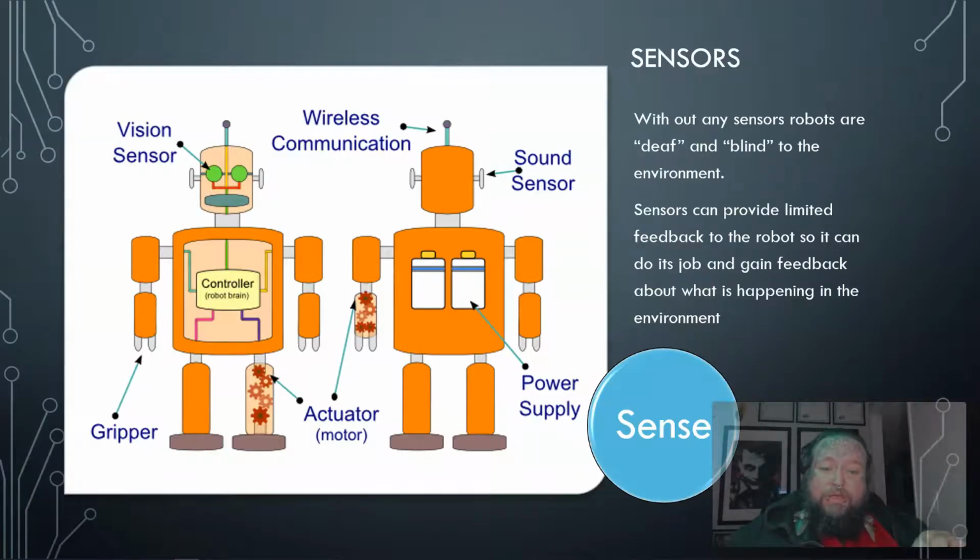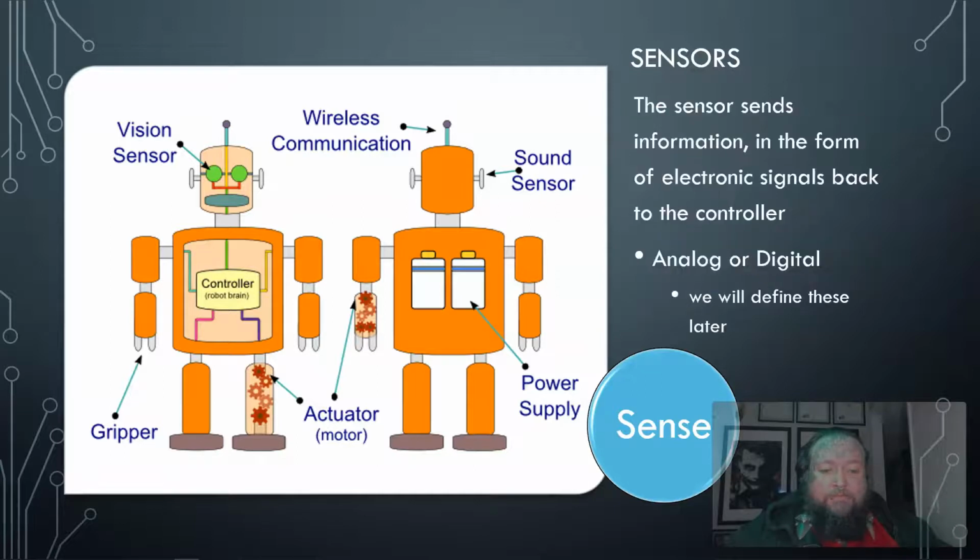Digging a little deeper into sensors: without any sensors, our robots could be considered deaf or blind to the environment. They can't take stuff in. You could have multiple of the same, and where you place them, what is in the body, what type you actually have, but you need to have that. Like this fictitious little humanoid robot that we have here, having vision sensors and sound sensors right here as part of it, they provide limited feedback to the robot so that it can do its job and gain feedback about what is happening in the actual environment itself.